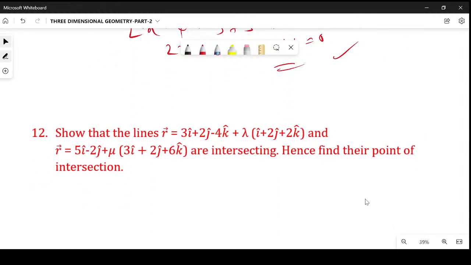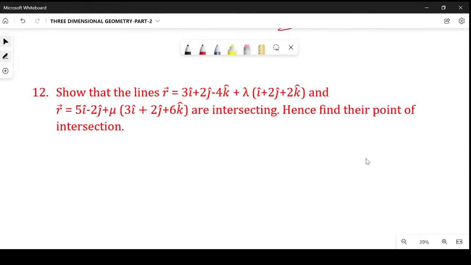Now look at the 12th one. Show that the given lines are intersecting, and find the point of intersection. We have done one problem when the lines are given in symmetric form. But here the vector equations of the two lines are given, and they are asking to prove that these lines are intersecting and find their point of intersection.